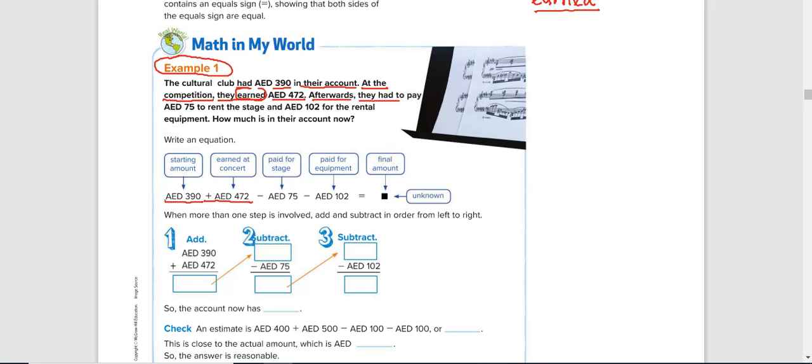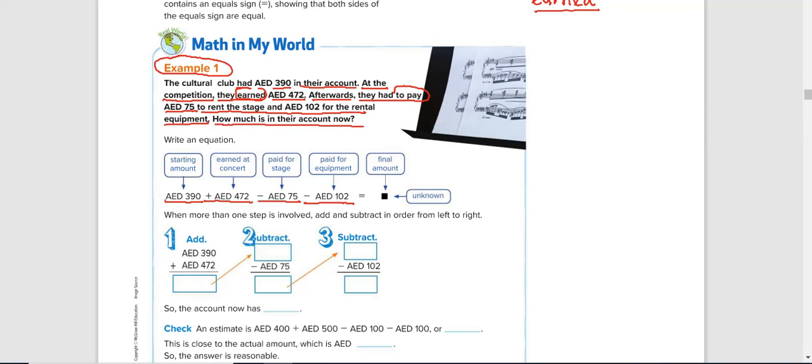Afterwards, they had to pay. So now you made a payment of what you needed. So that is negative 75 to rent the stage and 102 for the rental equipment. So these are payments made, so that is going to be negative. So now we have last, how much is in their account now? So very easy. So this is what you have to do.